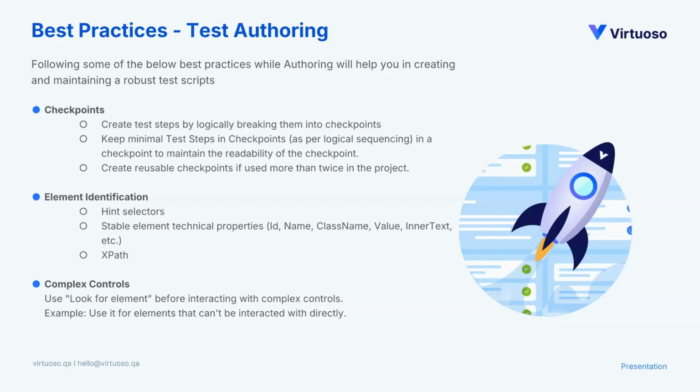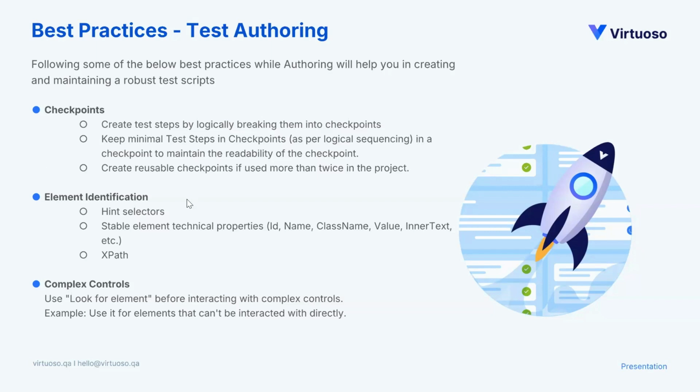And we recommend you to use minimal test steps in a checkpoint as per your logic sequence to maintain the readability of the checkpoint. And when a checkpoint is used a couple of times in a project, then you can turn it into a reusable checkpoint. Through this, you can improve your test authoring speed and do the authoring as fast as you can.